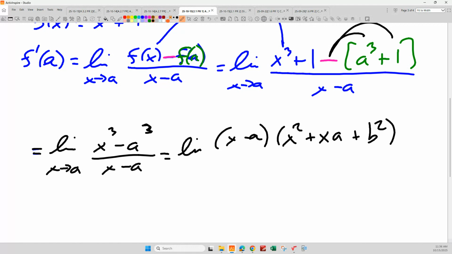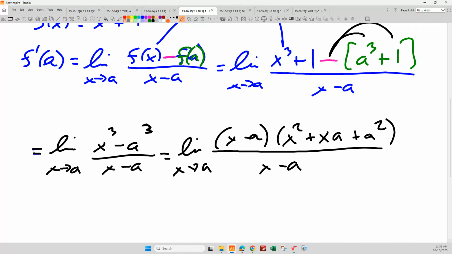x times x is x squared, x times a is x times a. Oops, that's supposed to be a, I got confused myself. I was thinking of the pattern with a's and b's. So that's an a. And then a times a is just a squared. And remember what our rules were. We said the signs are going to be same, opposite, plus every time. Remember talking about this a couple years ago? Okay, divided by x minus a as x approaches a.